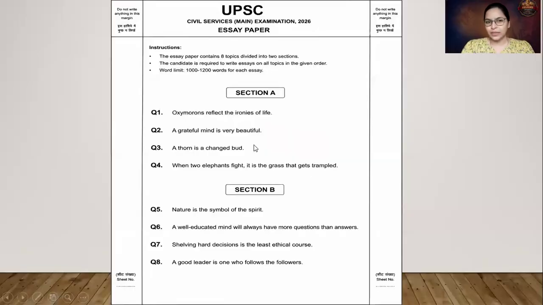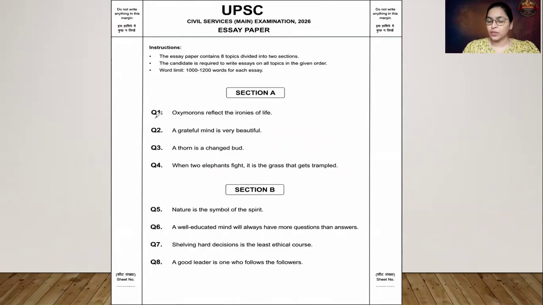So this is the essay paper of 2026, and we all know that there are two sections, section A and section B. In each section, four topics are given, and out of the four topics, you need to attempt one topic. So one topic from section A, one topic from section B. And you are supposed to write an essay in the word limit of 1000 to 1200 words. Generally, 10 to 12 pages are allocated for writing each essay. Let us have a look at section A's topics.